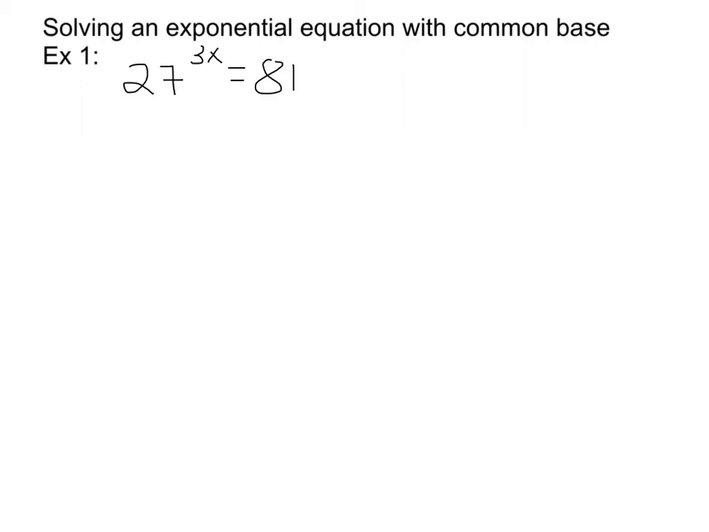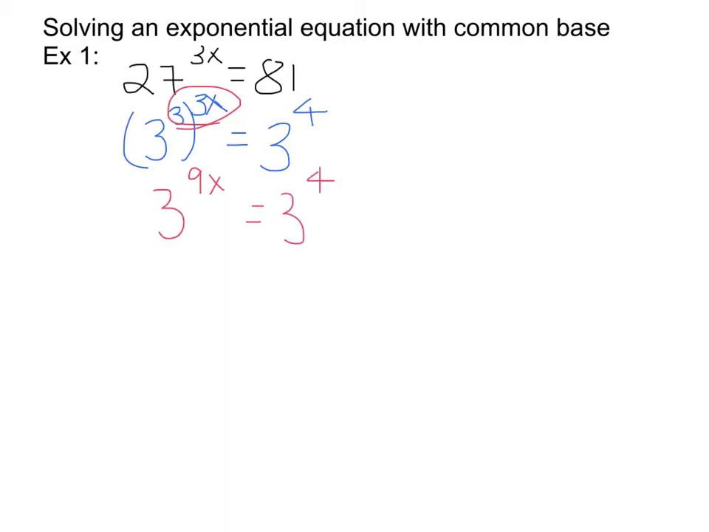So our first example is 27 to the 3x power equals 81. Looking at 27 and 81, we need to make them have the same base. I know 27 is 3 to the third power, and I know 81 is 3 to the fourth power. So I have to first multiply my two exponents. That's going to give me 3 to the 9x power equals 3 to the fourth.